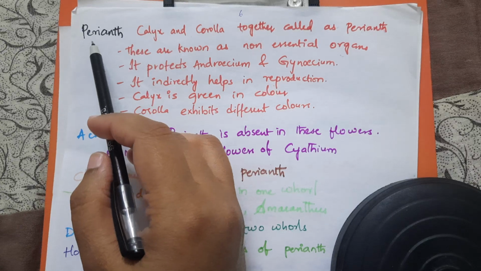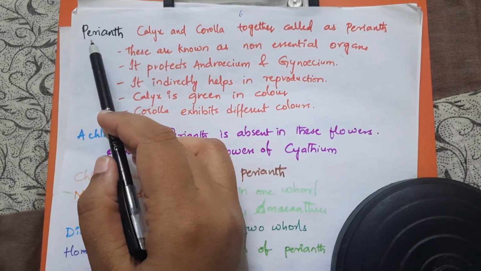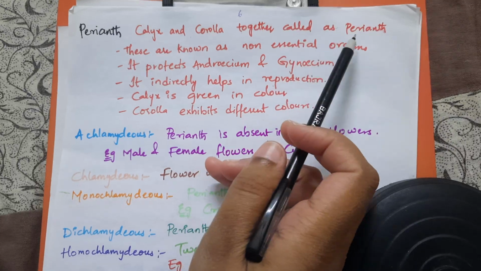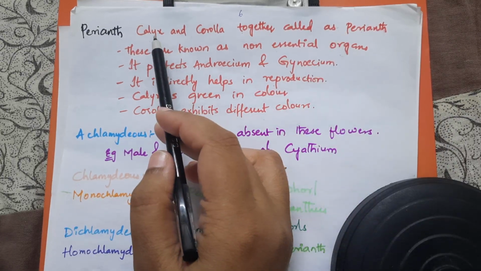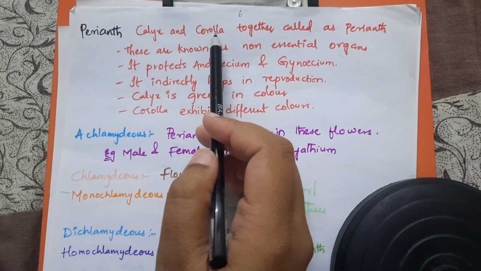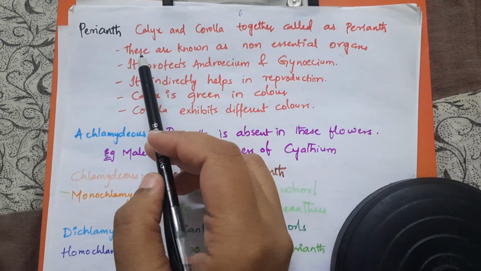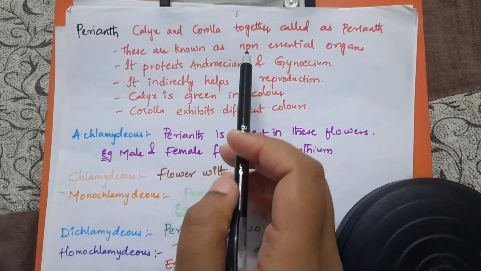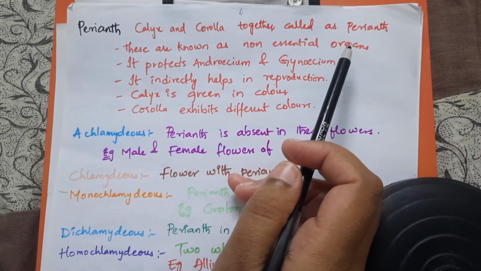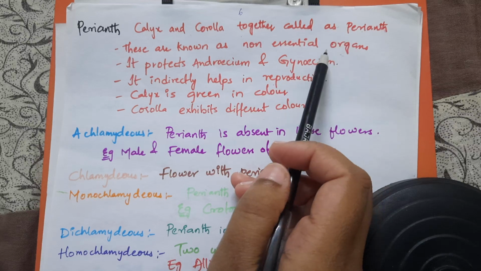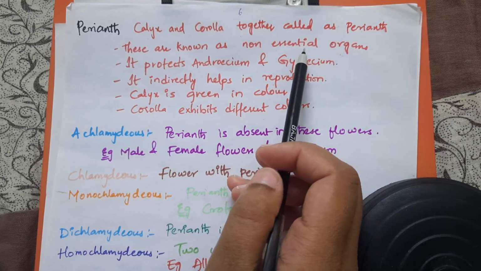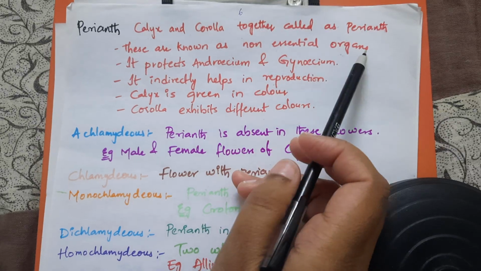Next, coming to the perianth. What is perianth? Calyx and corolla, that is the sepals and petals, together are known as the perianth. These are also known as the non-essential organs. Why are these called non-essential organs? Because they do not directly take part in the reproduction.